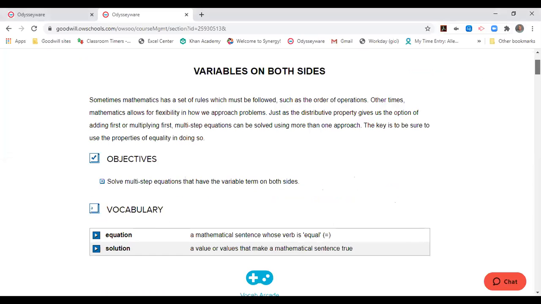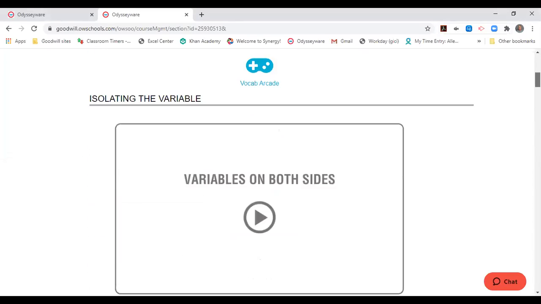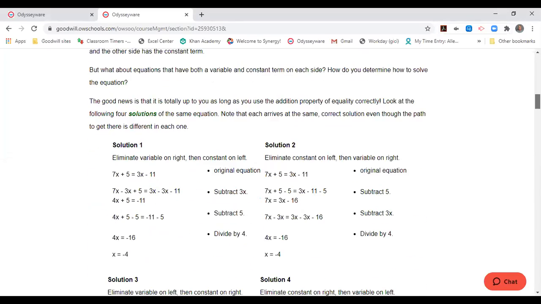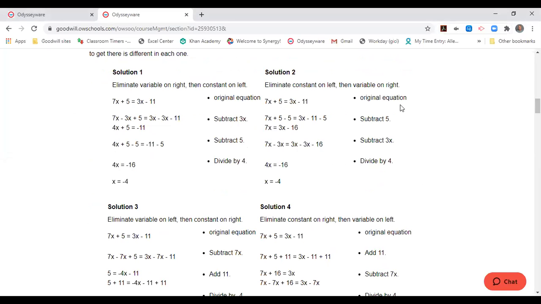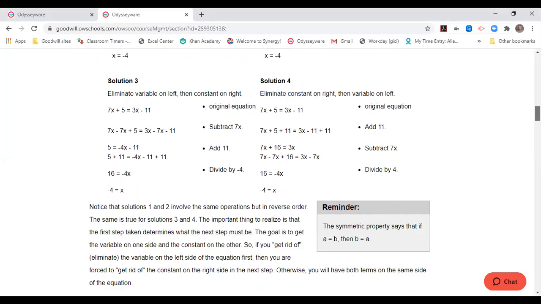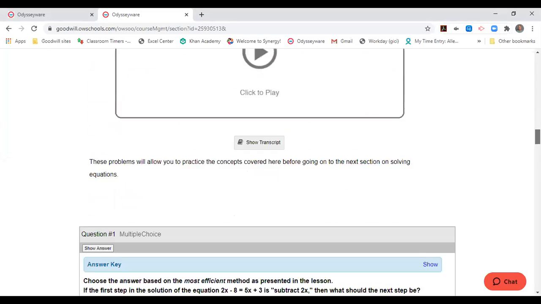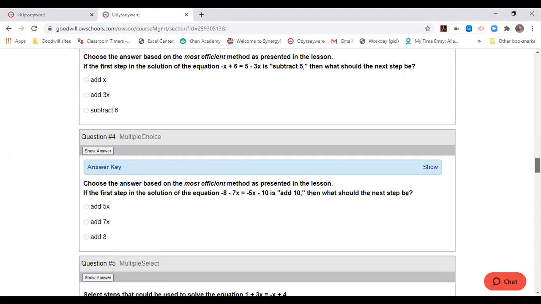So the next thing after the first quiz is this section on variables on both sides. That's just what we were doing with those last examples. The thing about Odysseyware that some people like, some people don't, but it does show you the step-by-step solutions for all of these examples. So if you need that step-by-step, it's there for you. And then the examples that follow are going to be very similar.